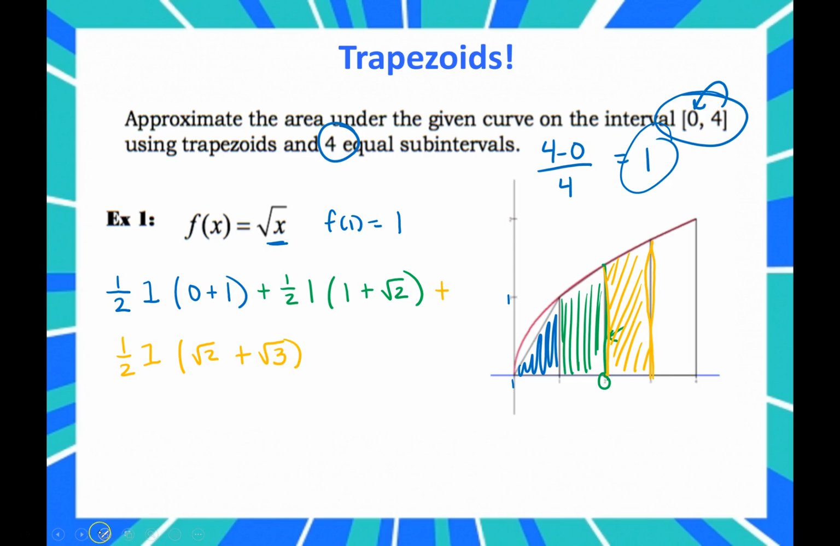All right, and our last trapezoid is going to be this one. So that's going to be plus 1/2 my height, which is again 1. And I'm going to have root 3 plus root 4. In this case, that's going to be square root of 4 is 2, obviously.